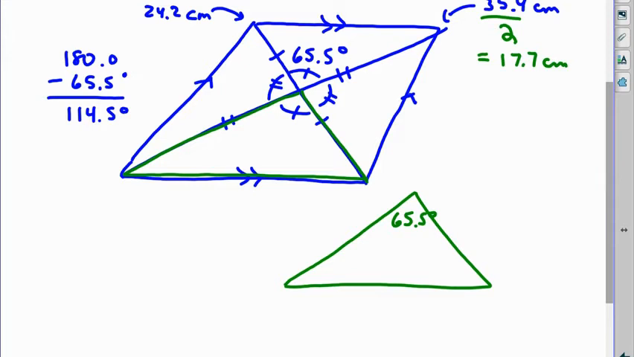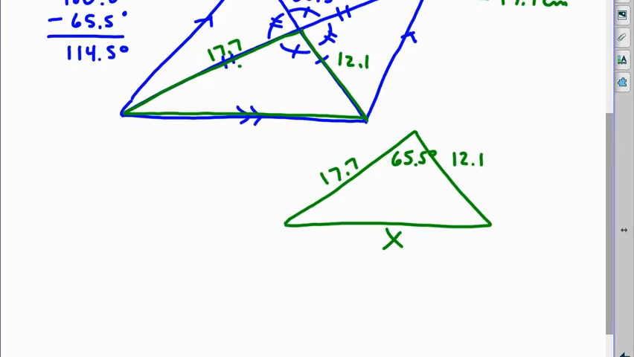Let me write that down on my triangle: this is 17.7. And then I have my other diagonal being bisected, I get 12.1. So that is 12.1, and I will write it on my triangle, which I like to write out to the side, and I'm looking for side X. That's going to be the shortest side, because the side opposite the 114.5 degree angle will be bigger than the side that's across from the 65.5 degree angle.